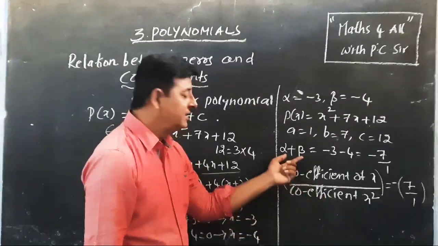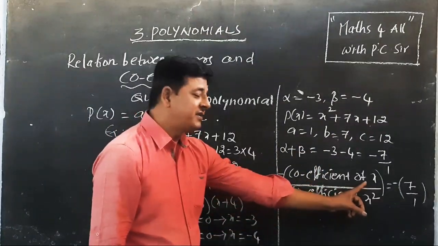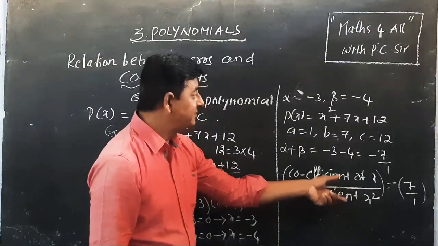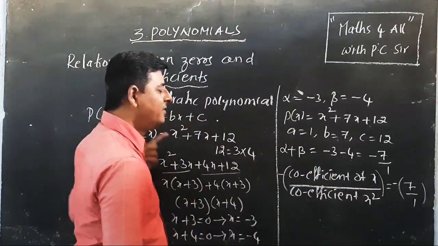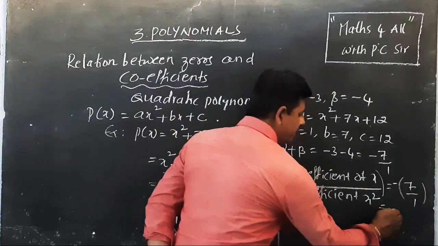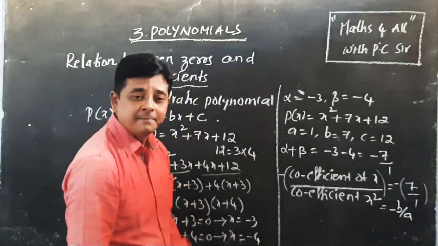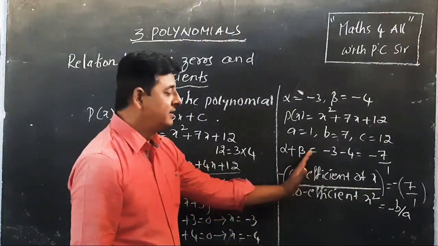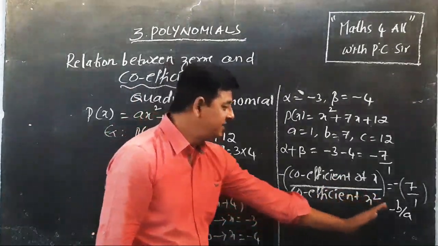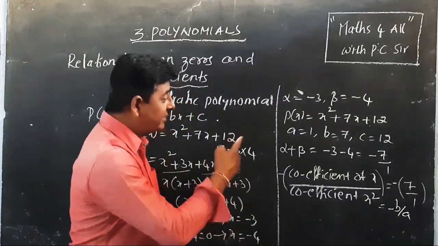Understand? It is just the sum of the zeros. Alpha plus beta is equal to minus coefficient of x by coefficient of x square. By taking the coefficients in the standard form of the polynomial, we should write this as minus b by a. What is the sum of the zeros of the quadratic polynomial? Alpha plus beta, that is minus of coefficient of x by coefficient of x square, which is equal to minus b by a. Understand? Then next we see the product of the zeros.